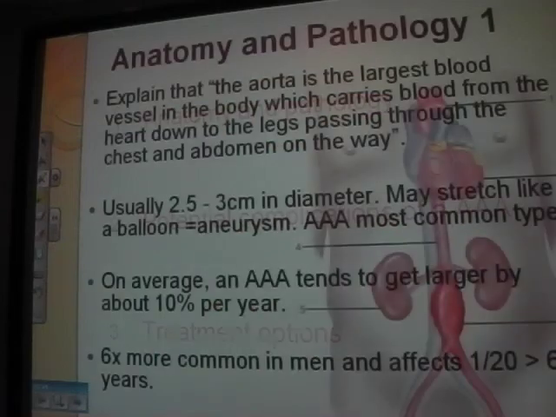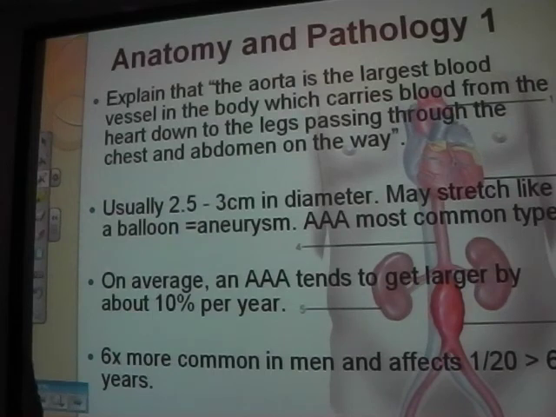So let's just go through the anatomy. So explain the aorta, as you said, is the largest blood vessel in the body, carries blood from the heart down to the legs. Usually 2.5 to 3 centimeters diameter, and if it's an aneurysm, it stretches like a balloon. On average, AAAs tend to get larger by 10% a year, not too important to tell them. And it's 6 times more common in men, and affects 1 in 20 men over the age of 65. That's quite a lot, isn't it?